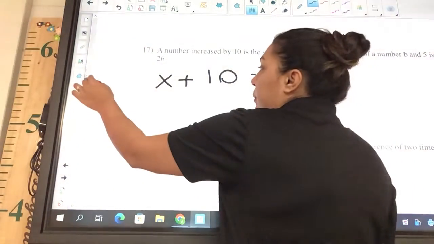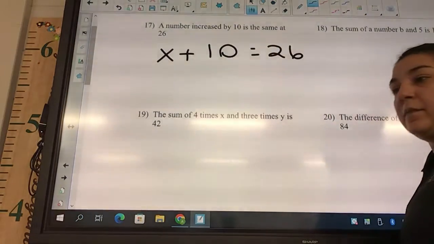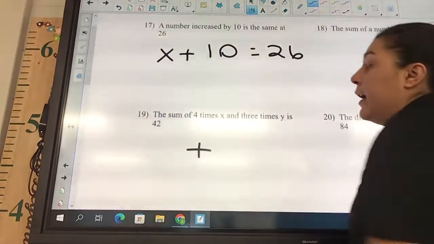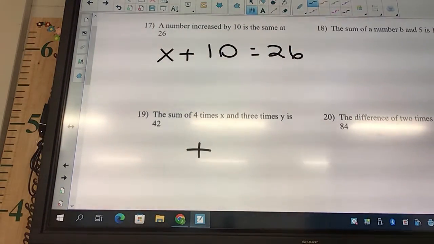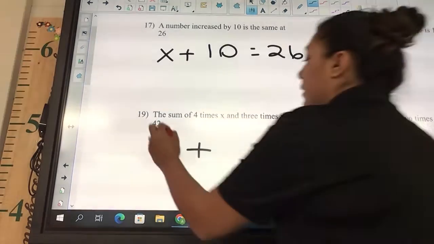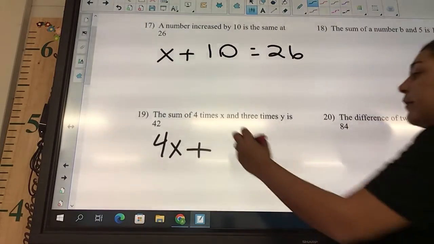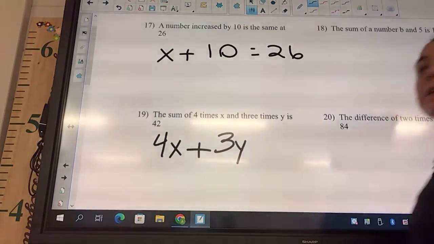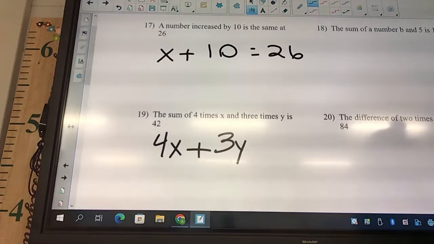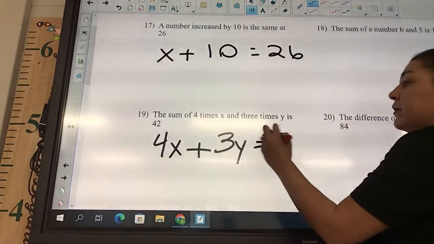Okay, the sum, what does sum mean? Add, okay? 4 times x, what does that mean? 4x, okay? And 3 times y is, what does is mean? Equals 42.